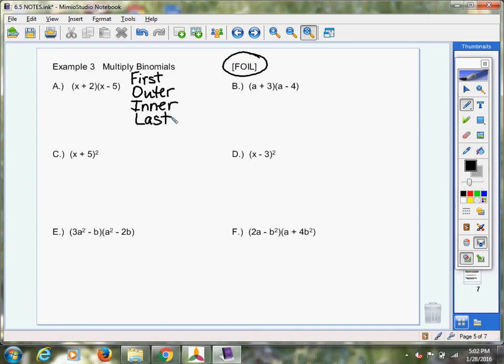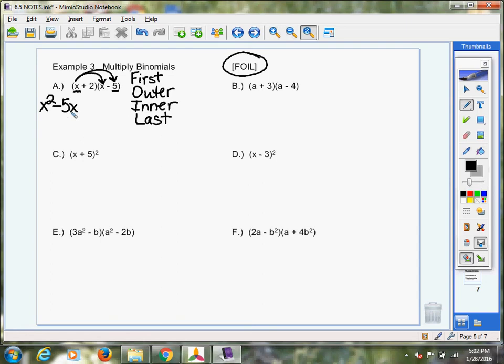All right, first means take the first number in the first quantity and multiply it times the first number in the second quantity. So in this case, in letter A, it would be x times x, which is x squared. Okay? Outer, take the first number and multiply it times the second number there. Those are the outer numbers. If you line these up, you have four terms listed in a row. X to the left is outside and -5 to the right is outside. We consider them the outer terms when you have them listed in a row like that. So we'll do x times -5, and that's -5x.